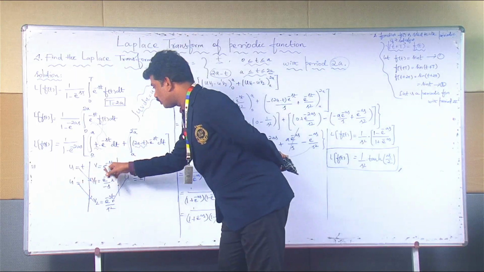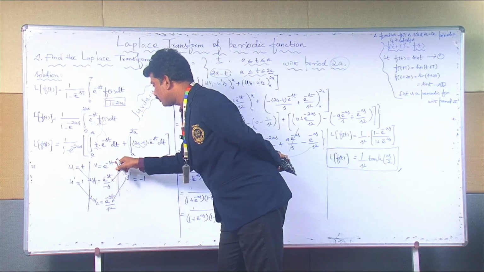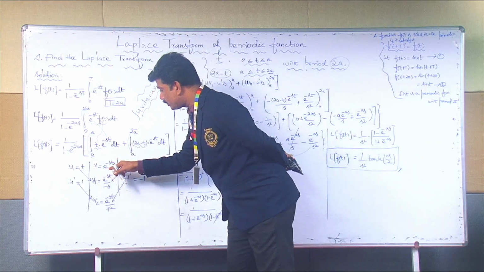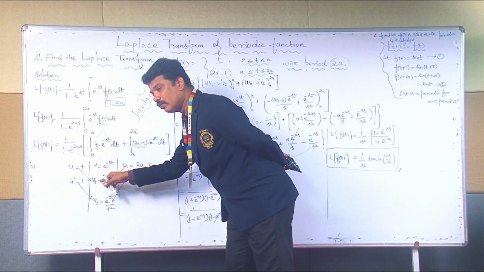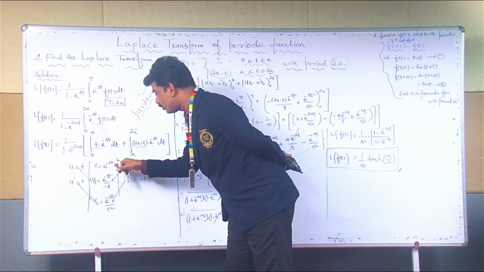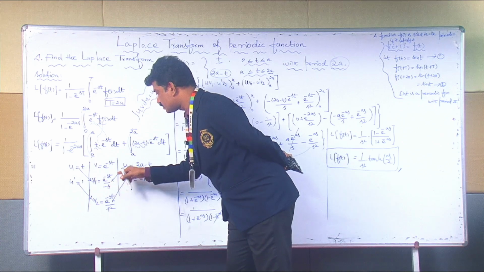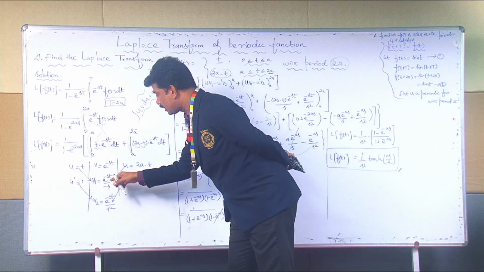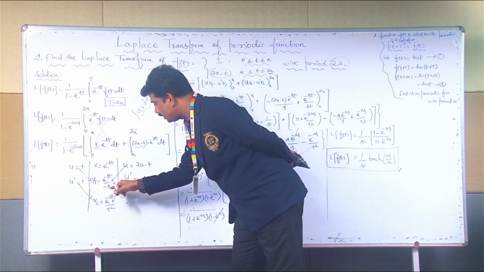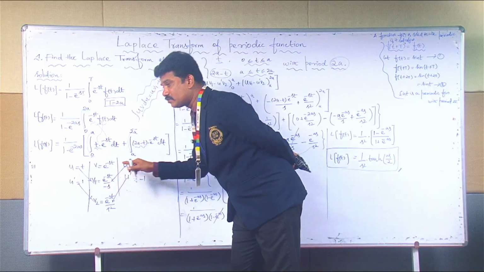Coming to the next one, v will be considered as what? e power minus st. Now you have to integrate with respect to t. So the integration will be denoted as v1. So v1 equal to e power minus st divided by minus s, because we integrate with respect to t. It is a function of t. So the answer is e power minus st divided by minus s. You have to leave it like this.